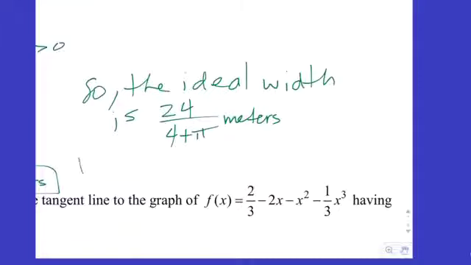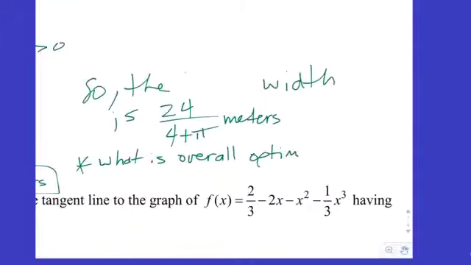Now, here's a follow-up question. What is the overall height? The overall optimal height. I shouldn't say the ideal width. I should say the optimal width. That's better. That's a lot better. Some people may hate the sunlight, and that wouldn't be ideal for them. The optimal width is that. What is the overall optimal height? Take a second and find that on your own.